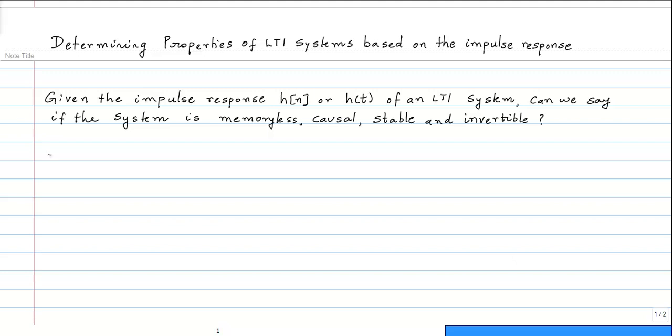So let's first see how we can determine if a linear time invariant system is memoryless. The main idea here is to look at the convolution sum or the convolution integral. Now we know that for a linear time invariant system, the output of the system y of n is related to the input of the system through the convolution sum.